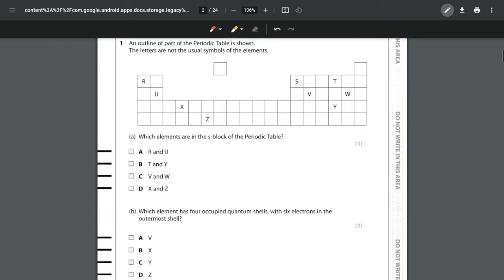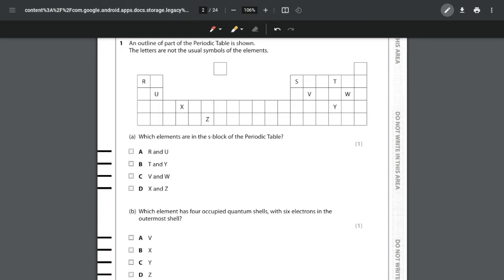So the first question is giving us some information about the periodic table. And the letters in it, of course, are not the normal symbols, but we're going to use these to then answer the questions. So where I would start with this would be to label the diagram that we've been given. This makes it just that little bit easier for us.